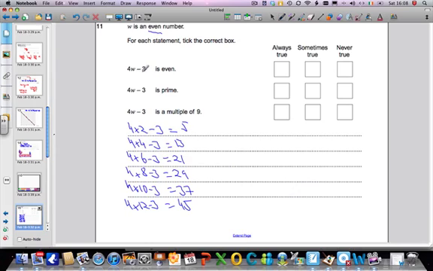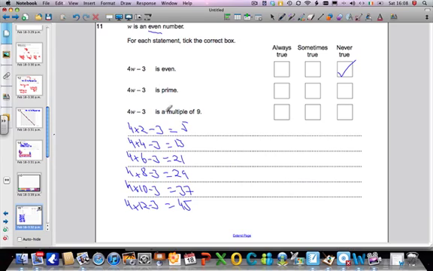Now let's see. Is 4W minus 3 always even? Odd there. It seems to be odd every single time, and in fact it will be odd every time. It's never true, because an even number times by an even number is always even, and an even number take away an odd number is always odd. So it's never true.